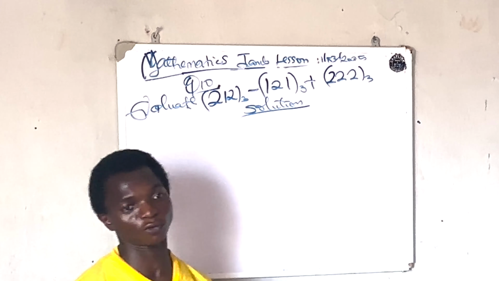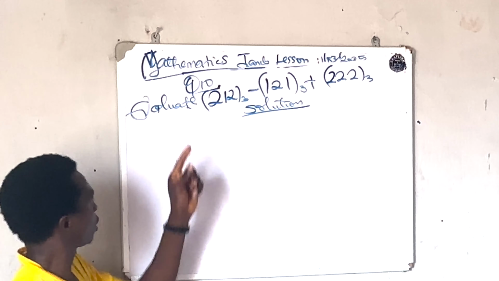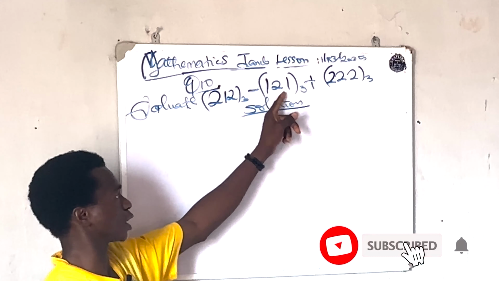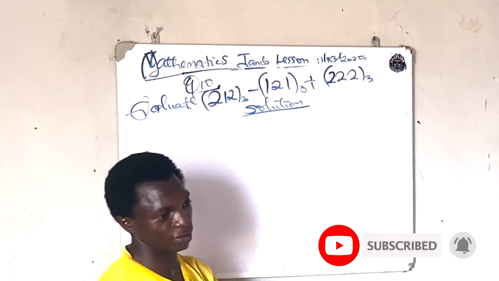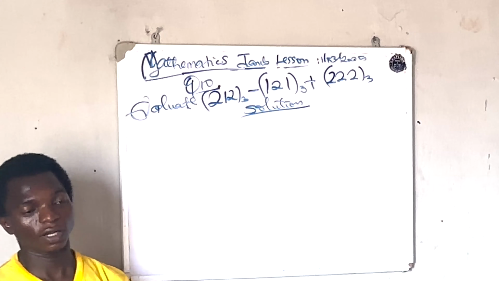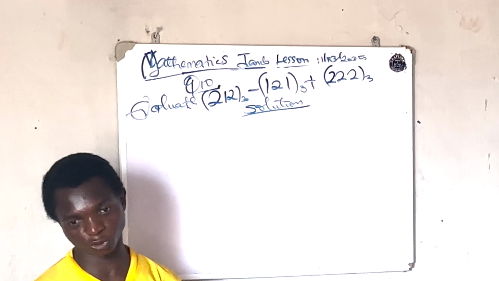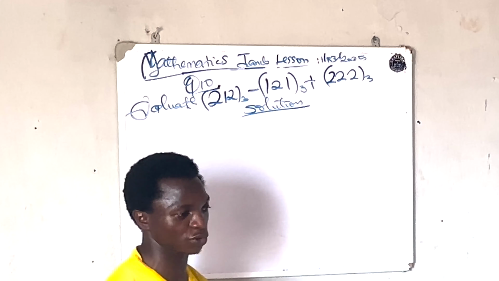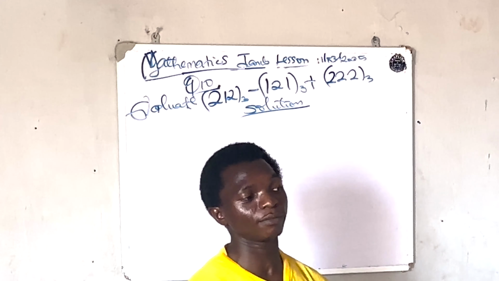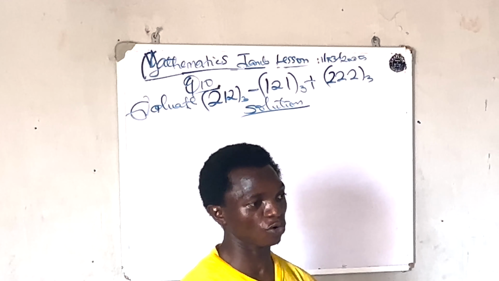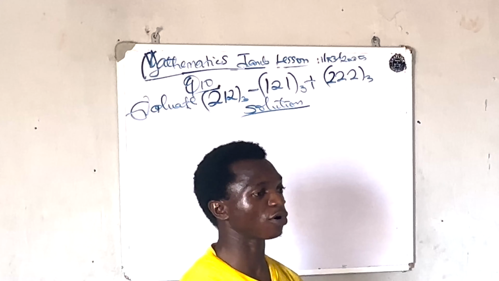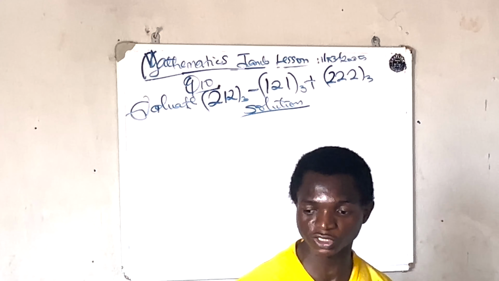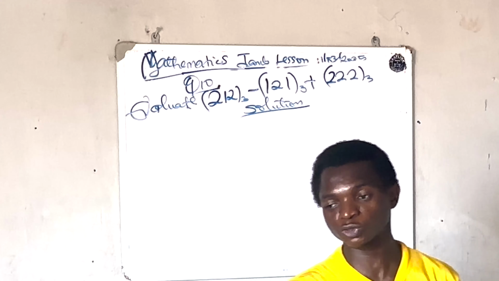Look at the case we have before us. You are given 212 in base 3 minus 121 in base 3 plus 222 in base 3. This is still our base 3 operation. Now, like I showed you in the previous question, whenever you are given a number in a base to operate, either base 2 or base 3 or whatsoever base, if you are not familiar with the base, the best way to solve such a problem is to convert that problem back to base 10.